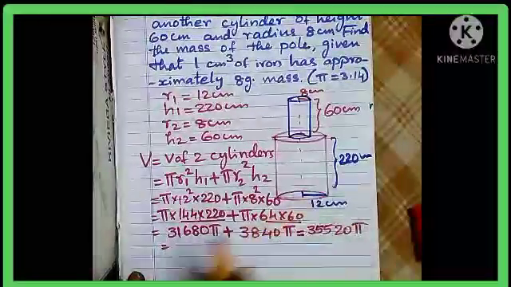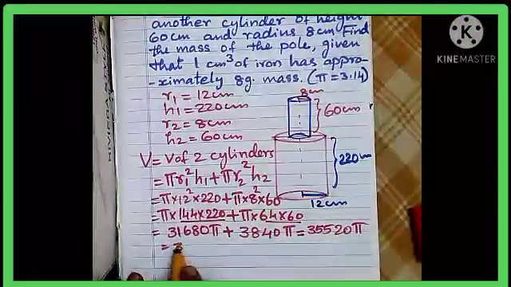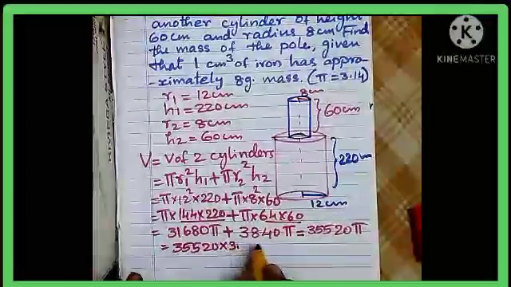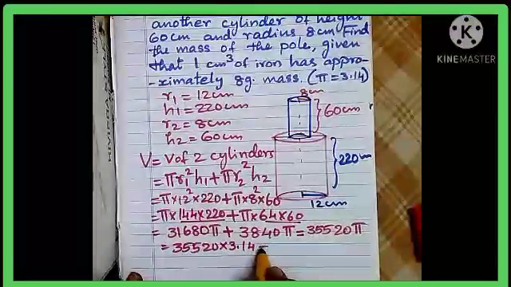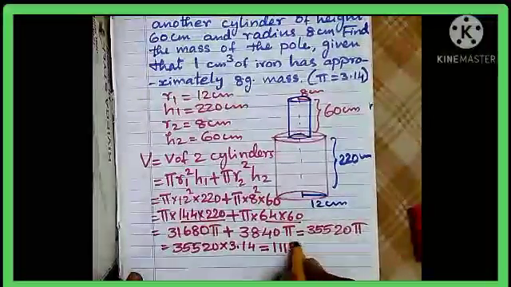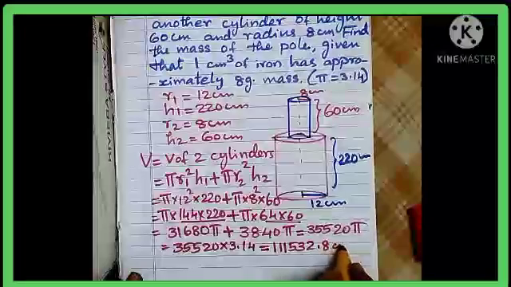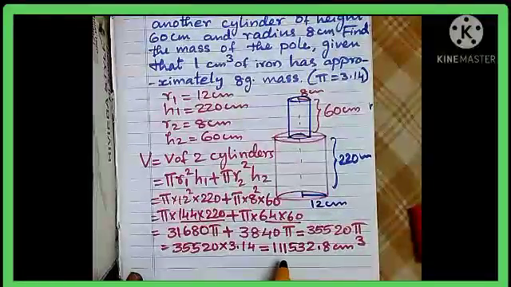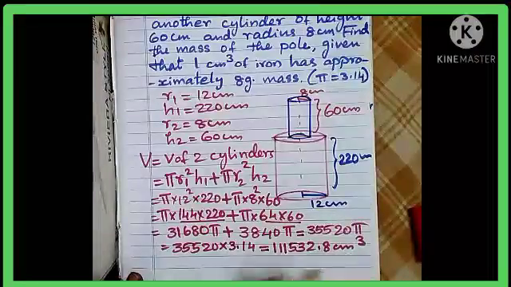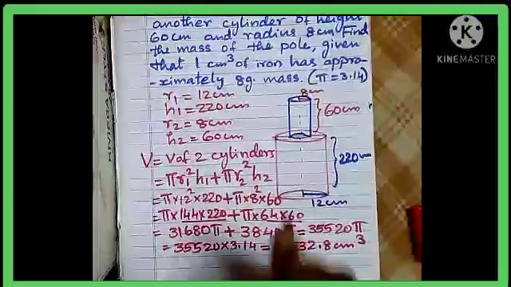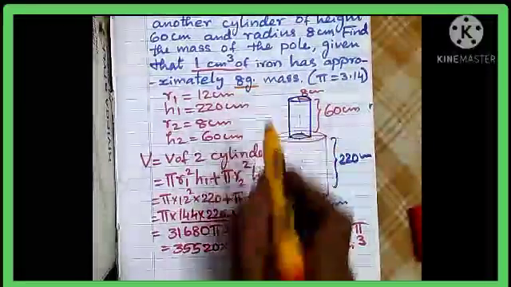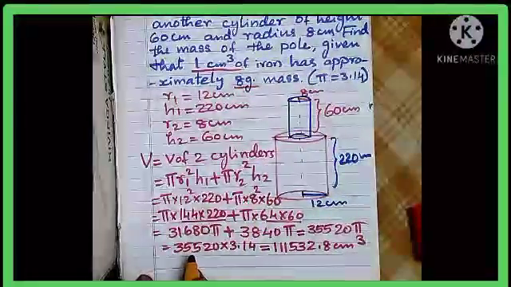Now we can substitute the value of pi. That is, the value of pi is given as 3.14. So, 35,520 into 3.14. That is equal to the number you need to multiply, 0.8 centimeter cube. Okay. So, 1,11,532.8 centimeter cube. Now, what is given? Mass of 1 centimeter cube iron is given as 8 gram. Okay, that is given in the question.